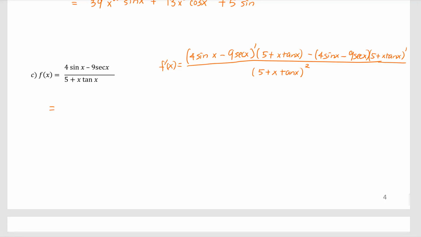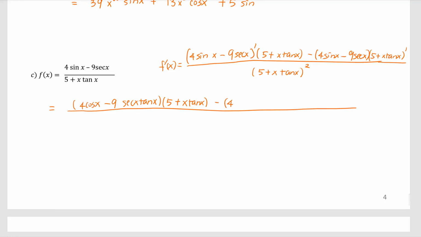Okay, so we continue, right? And so the first thing we have, the derivative of sine is cosine x. And then minus 9, the constant multiple stays there. The derivative of secant is secant tangent. Remember, one tangent and then 2 secants, they're family members. So the family member of secant is secant and tangent. Okay. And then 5 plus x tangent x minus 4 sine x minus 9 secant x. The derivative of 5 is 0.